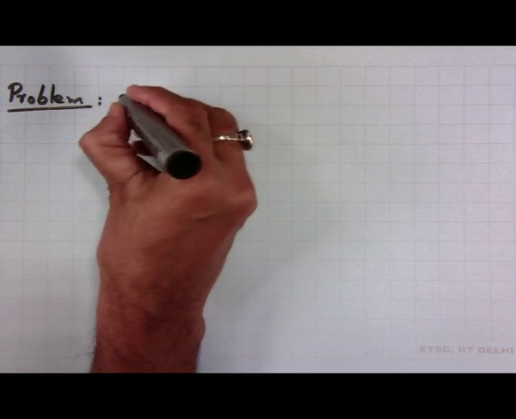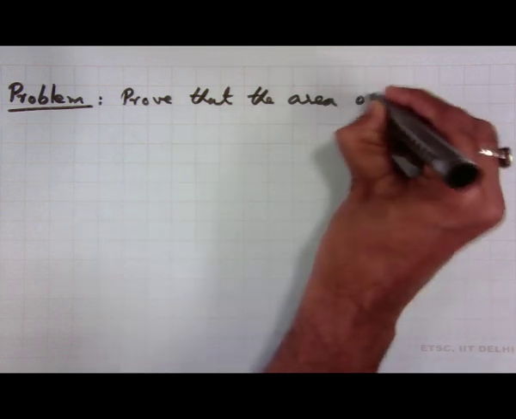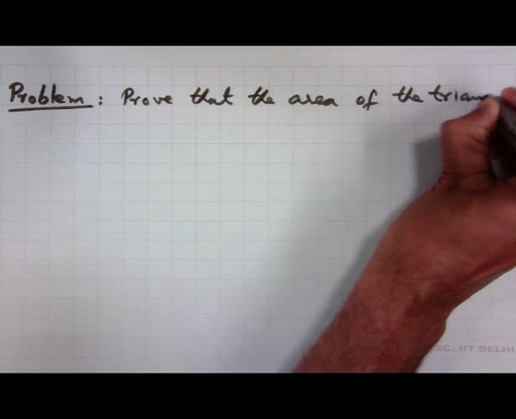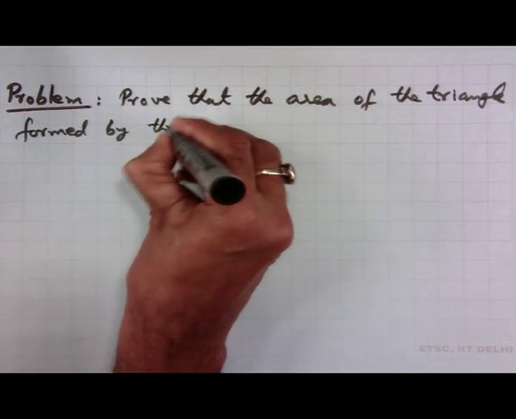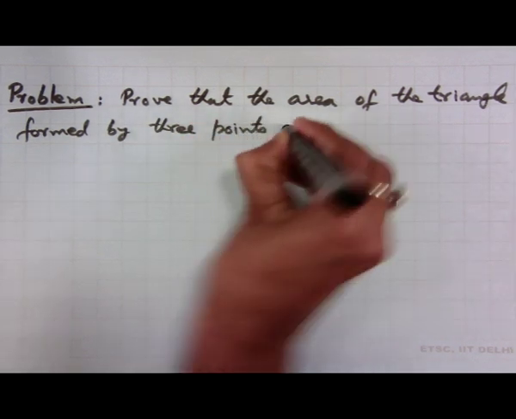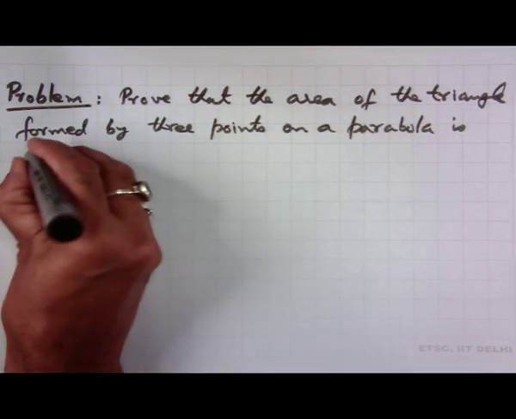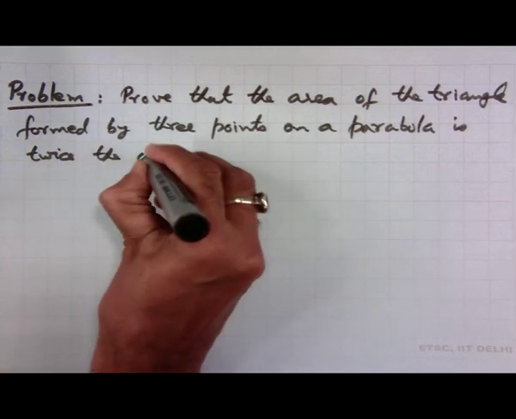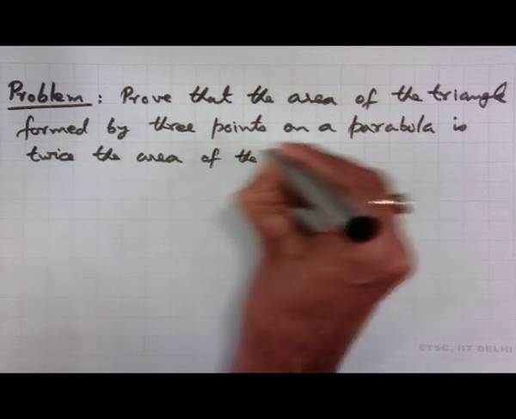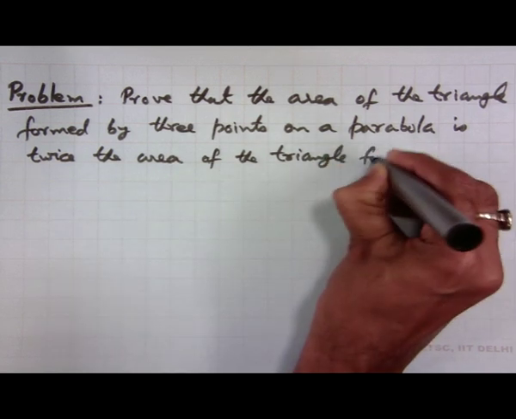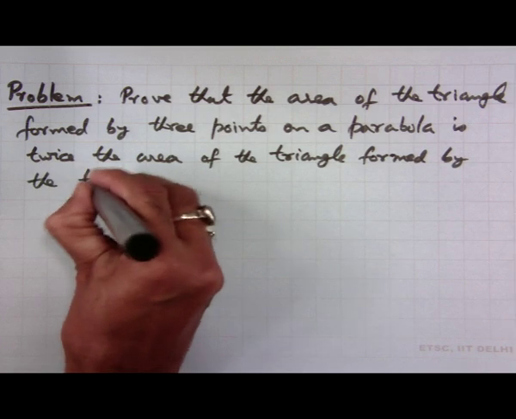So, we have to prove that the area of the triangle formed by 3 points on a parabola is twice the area of the triangle formed by the tangents at these points.